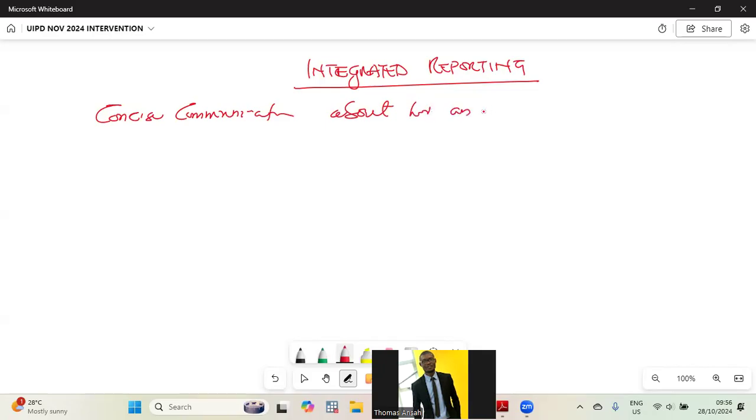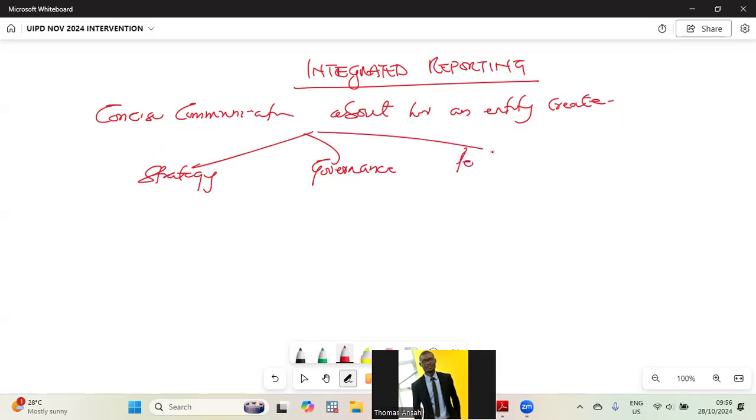How an entity creates value via their ESG. So we are looking at their strategy here. We are looking at their governance, performance, and prospect. These are the 4 facets of integrated reporting.